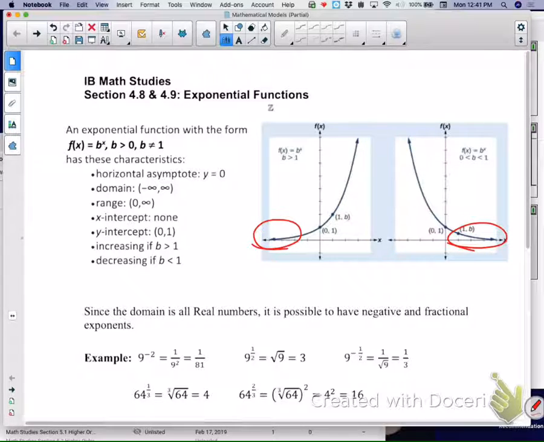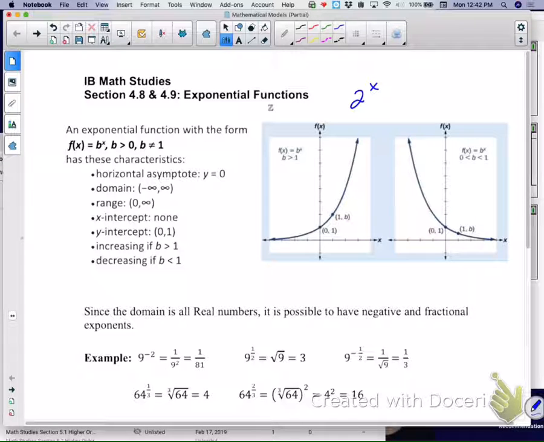Your domain is negative infinity to infinity, which would be all real numbers. You can take something to any power and get an answer. But your range is 0 to infinity. Let's look at an example here. If I take 2 to the x power, if I take 2 to a positive power, I get a big answer. If I take 2 to a negative power, that's 1 over that number, so that's going to be a decimal. And if I take 2 to the 0 power, I get 1. So there's no way that you can get 0 or anything negative.